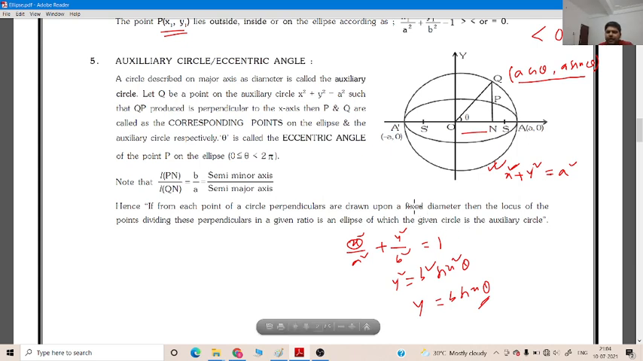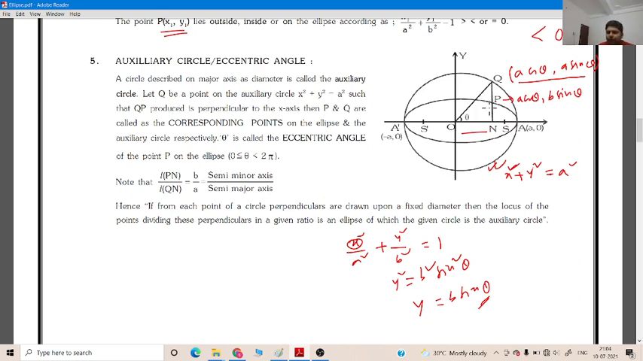Y equal to b sin theta. Y means the y coordinate of this point P. Then the coordinate of point P is a cos theta and b sin theta. That is the coordinate.